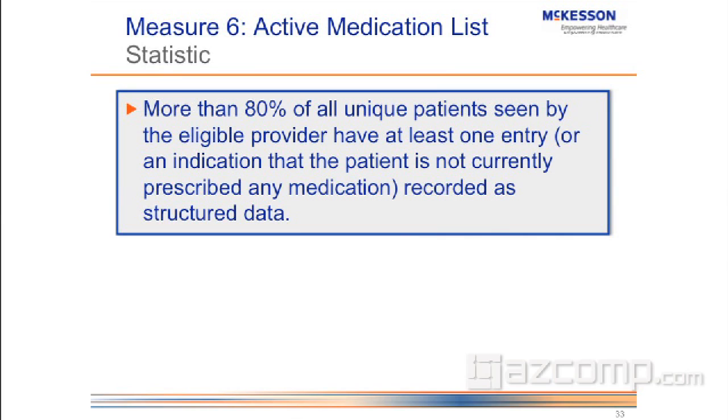With the active medication list, you're going to want to have more than 80% of all of your patients seen by the provider that have at least one entry or indication that the patient is not currently prescribed any medication, or you want to make sure that the medication they have on there is up to date. And you're going to have that capability: every time they come in, you can check that button that says we looked at their medications, we asked them the question, and they said everything is good.